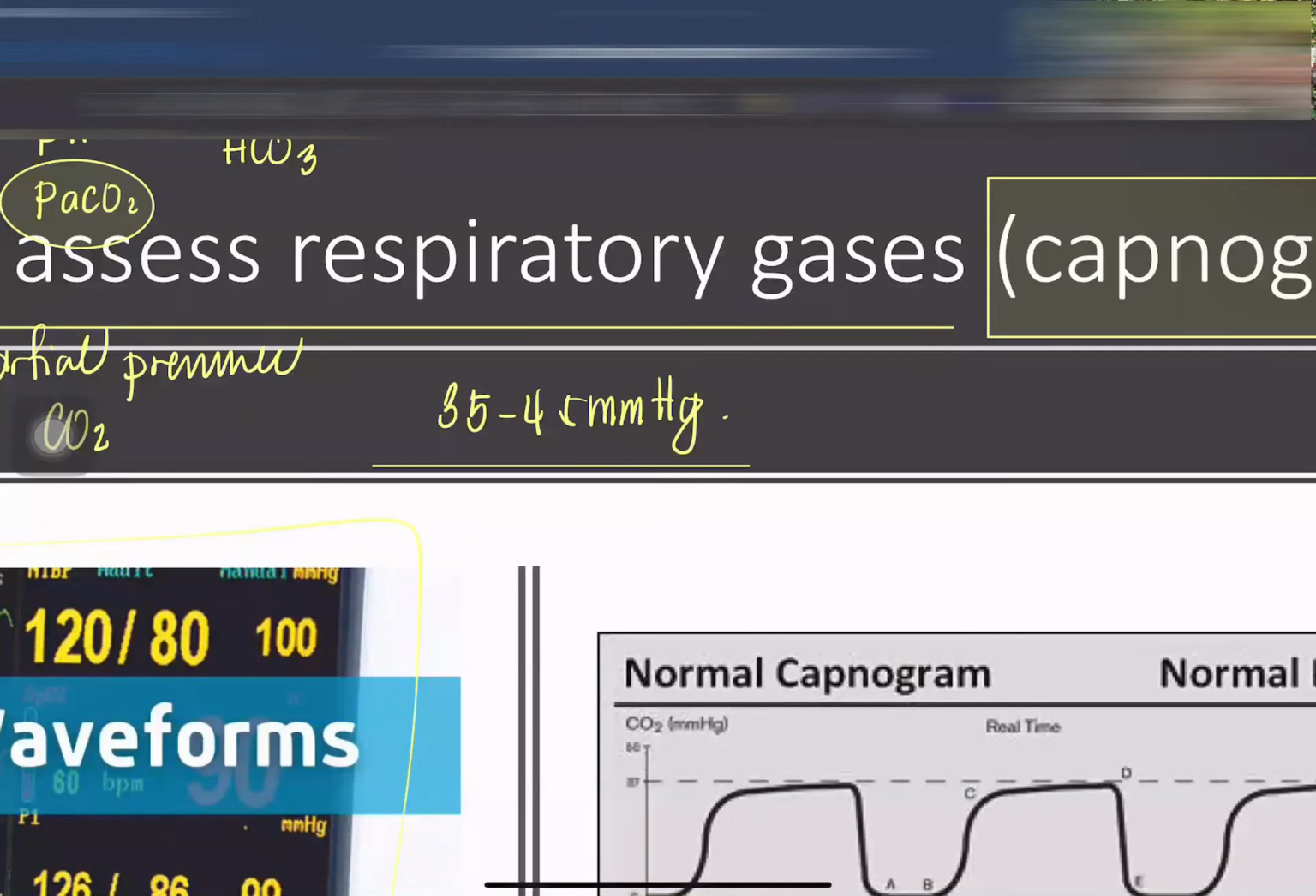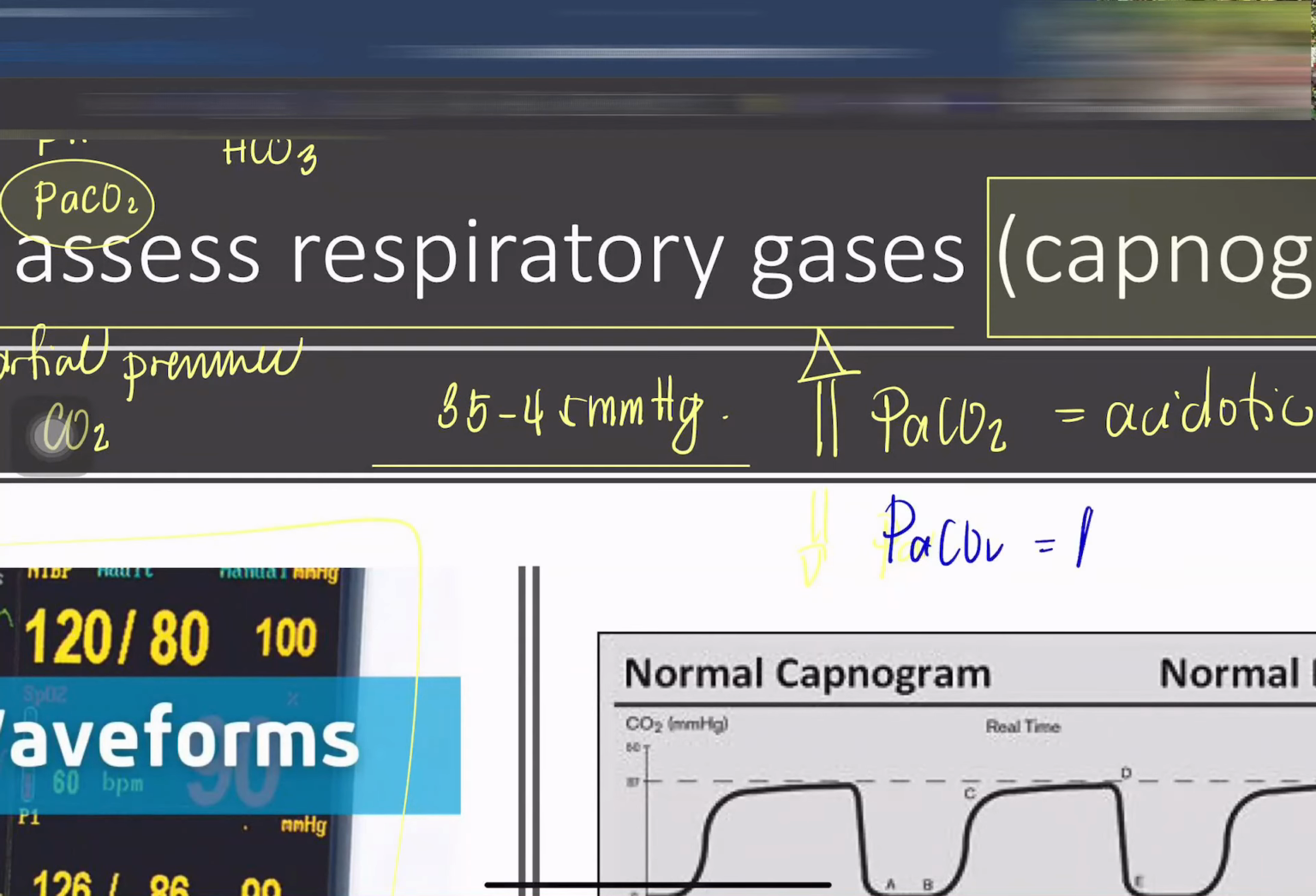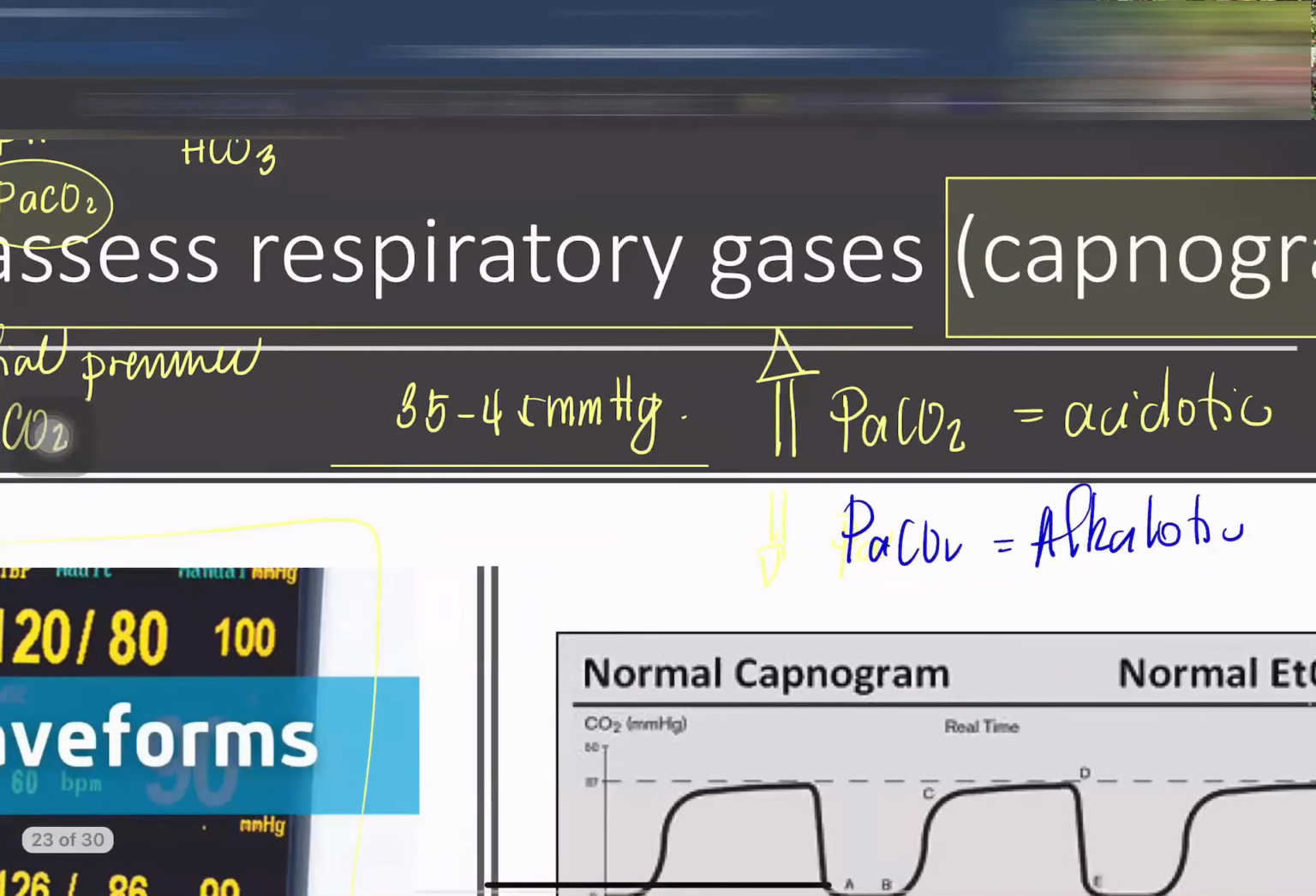Now guys, if there will be an increase of your PaCO2, the tendency is that the body will become acidotic. Whenever there will be a decrease of your PaCO2, pag magdi-decrease po yung PaCO2 natin, tawag naman natin dyan is that your body would become alkalotic.